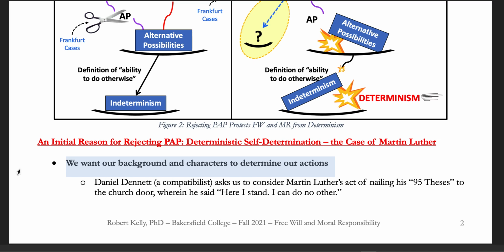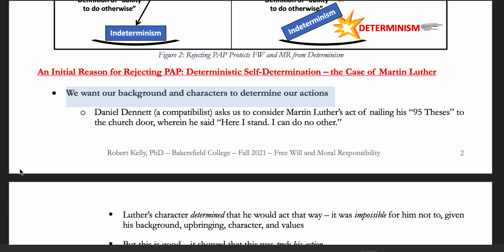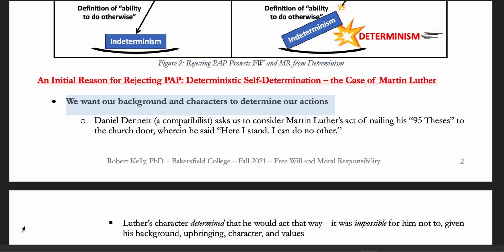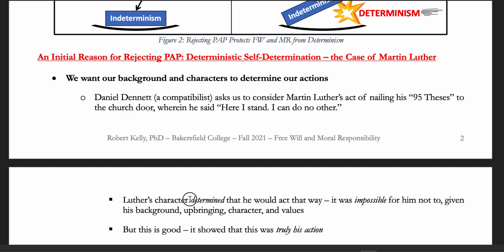And even when we hold people responsible, Dennett thinks it doesn't matter that what they did was the determined result of their character. We actually like that, right? So Luther's character, we might assume, determined that he would nail the 95 Theses to the church door. He literally couldn't do anything else given who he was, right? Given who and how he was.